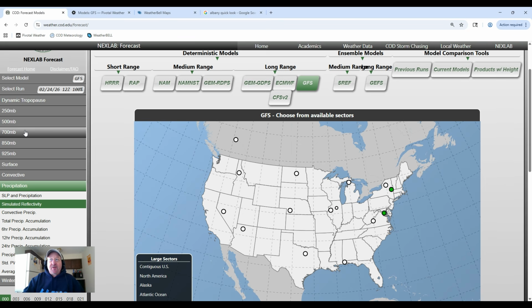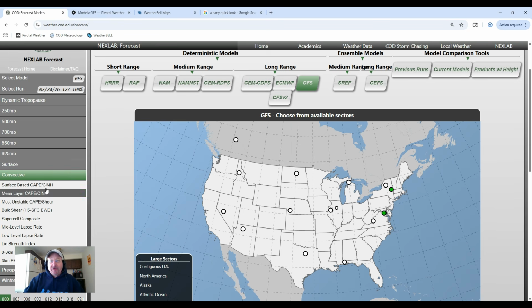So then we got 700 millibar, which is about 10,000 feet. Then we got the 850, which is about 5,000 feet up. Then this is about 2,000 feet up, 950. And then we have the surface. And then we can kind of look at convective parameters. We can look at the shear.